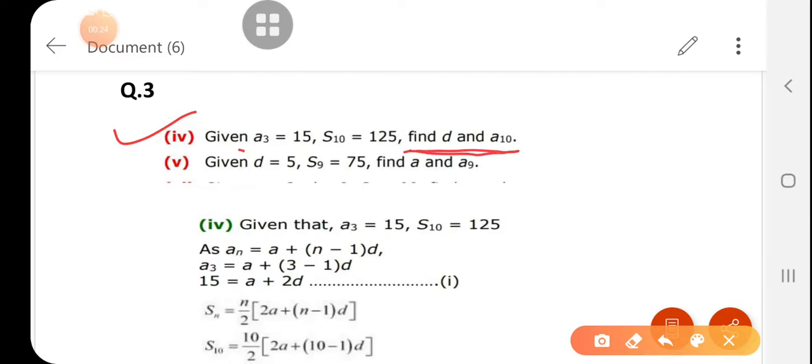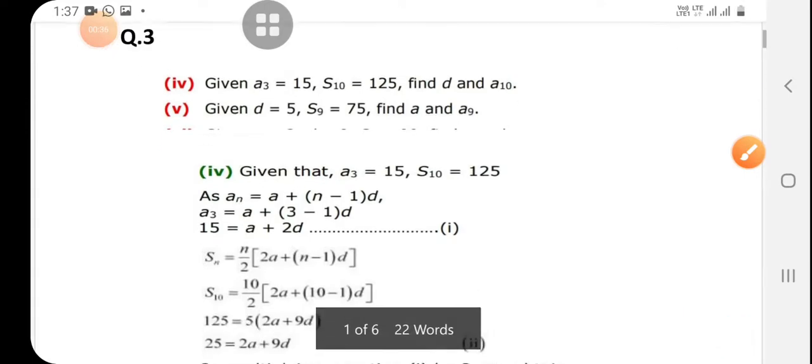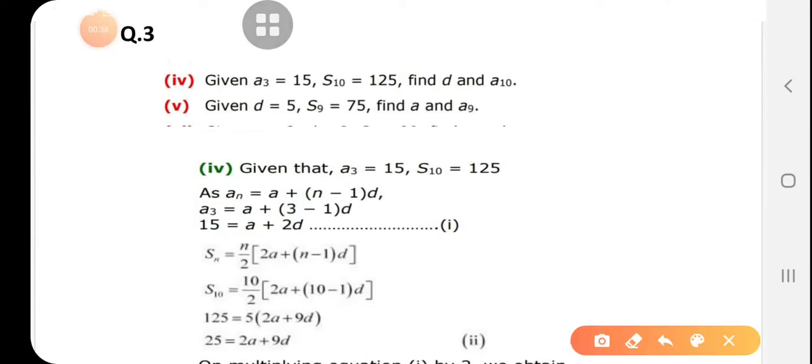Here a3, that means the third term, is given, and S10, that means the sum of 10 terms, is given. You have to find the d, that means the common difference, and the 10th term. So look at here, first we will see which things are given: a3, the third term, and the sum of 10 terms, that is S10 is equal to 125.